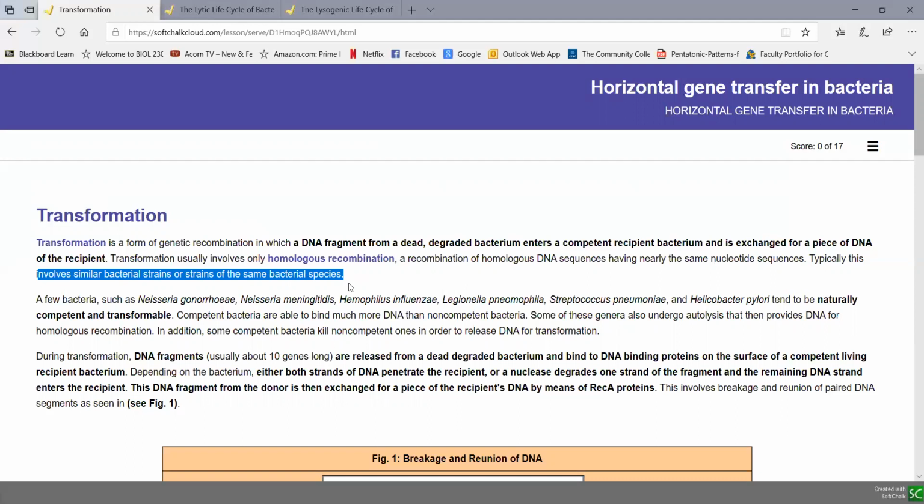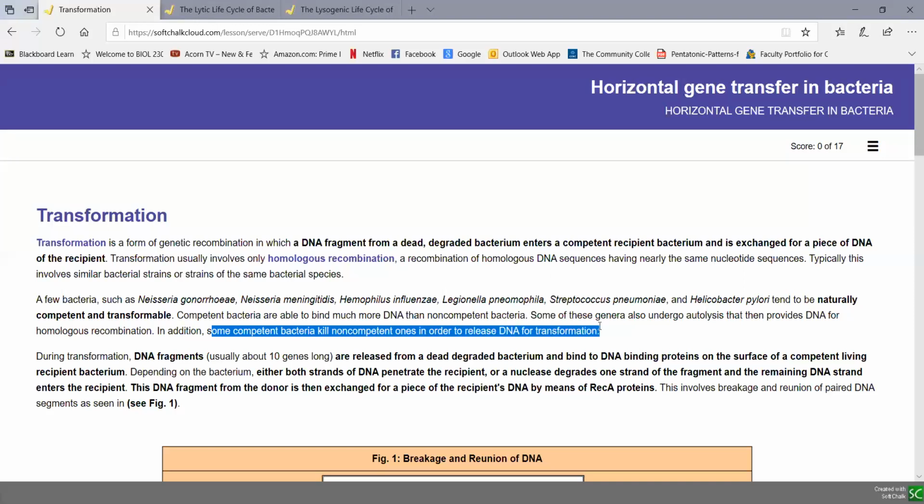But there are a few bacteria, including some noted pathogens like Neisseria gonorrhoeae, Neisseria meningitidis, Haemophilus influenzae, Legionella pneumophila, Streptococcus pneumoniae, Helicobacter pylori, and others that are naturally competent and transformable. And by being competent, we mean that they're able to bind much more DNA than a non-competent bacterium. And in fact, some of the genera of bacteria that are naturally competent undergo autolysis, where the bacteria break apart just to provide DNA for homologous recombination. And some competent bacteria can kill non-competent ones in order to release their DNA to make it available for conjugation.